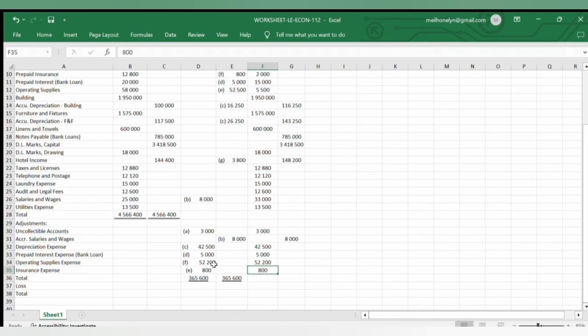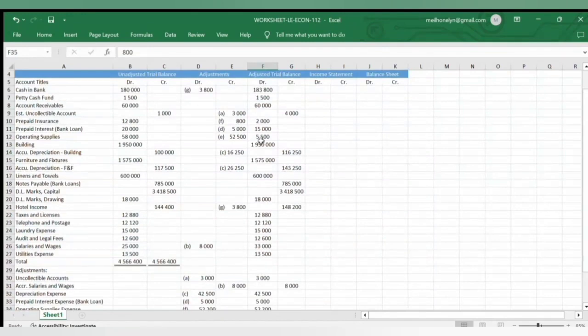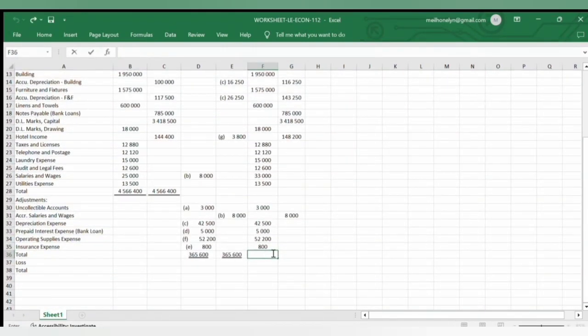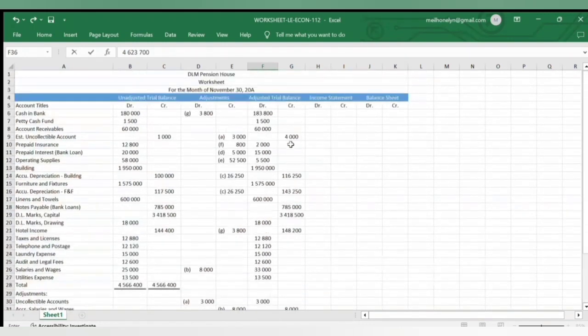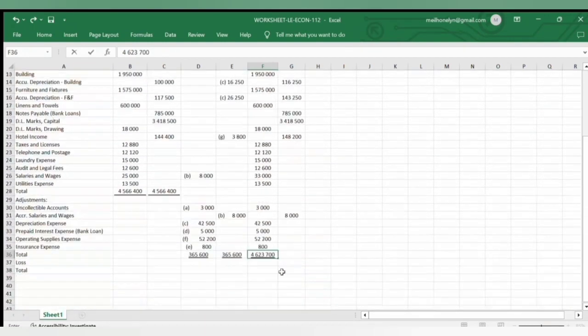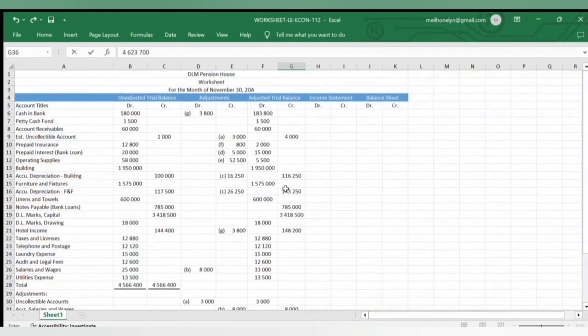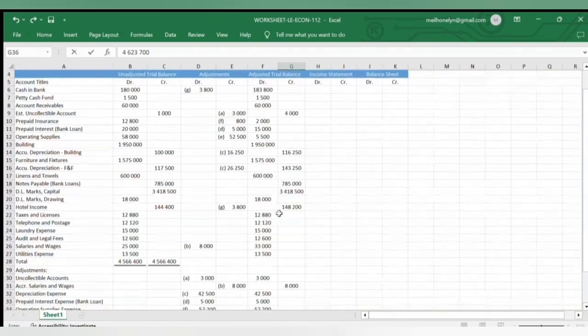So if you will add all the amount on the debit side of the adjusted trial balance, we will have a total amount of 4,623,700. As well as on the credit side of the adjusted trial balance, we would also come up to the amount worth of 4,623,700 as well. So this indicates that they are in balance. So that's all for the adjusted trial balance, everyone. That's all. Thank you.